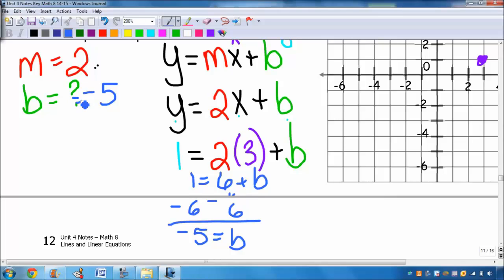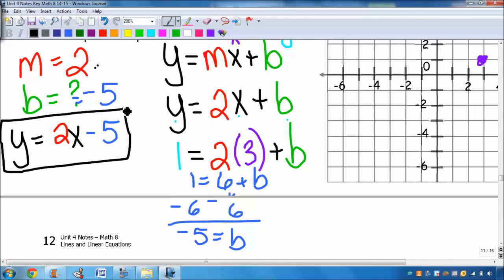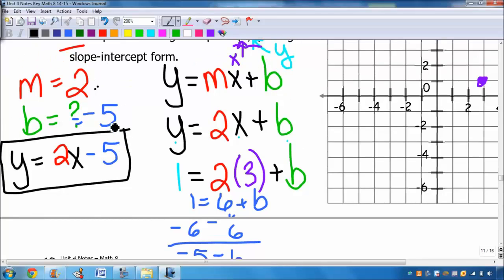Okay? Now that I know what m is and I know what b is, I can plug in my information. So m is 2. So y equals 2x, and then b is negative 5, so minus 5, and that's the equation of my line. Okay, now let's see if it really does go through the point 3, comma 1.